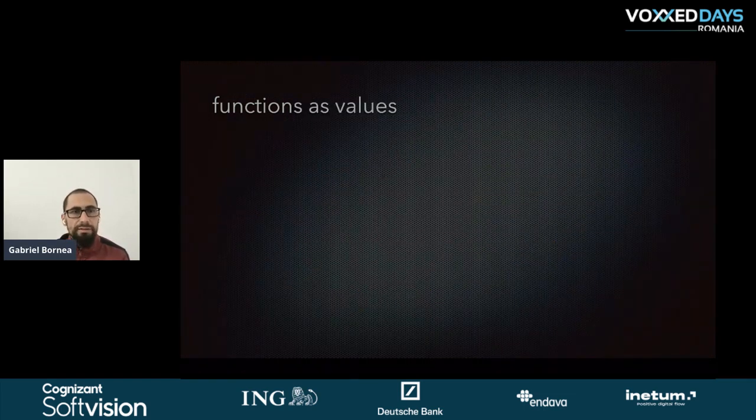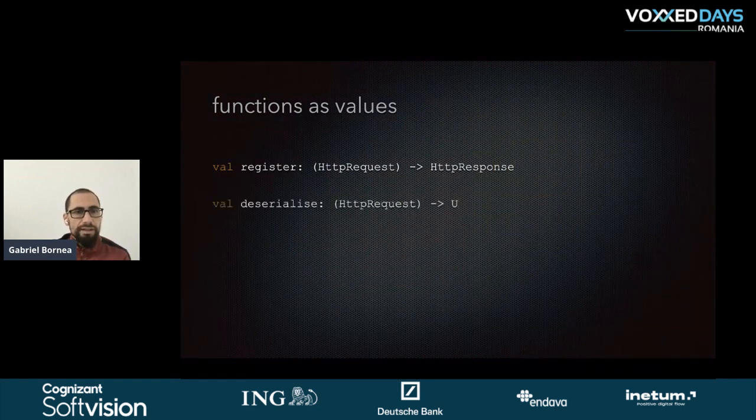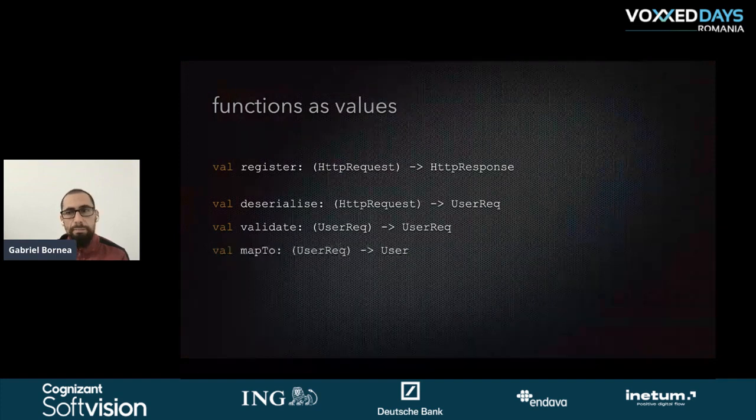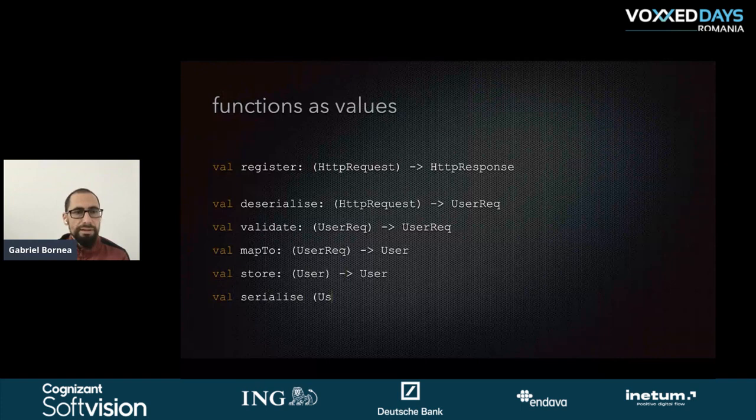So right now that we've seen how to create types, and we've seen how to do function composition, let's model our recipe with proper compilable functions. We have the function register that goes from an HTTP request to an HTTP response, and then all the other functions: deserialize, validate, mapTo, store, and serialize. All of this is compilable Kotlin code. If you put it in an IDE, it will compile.